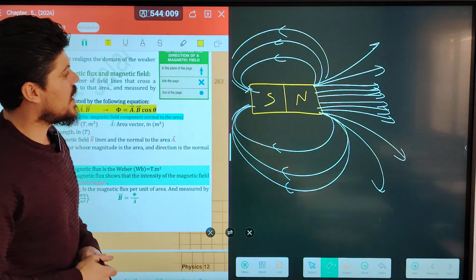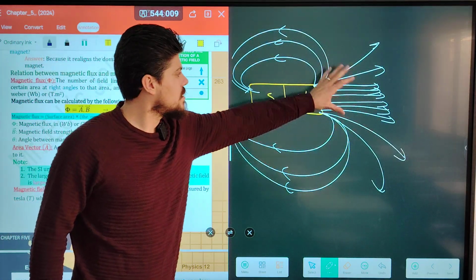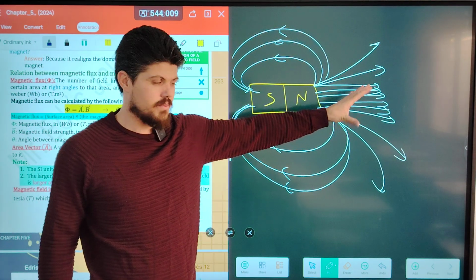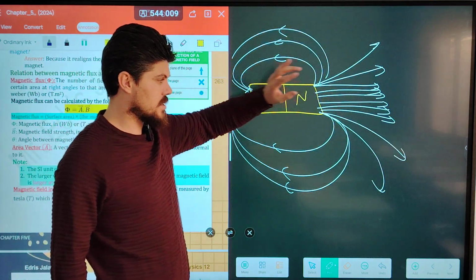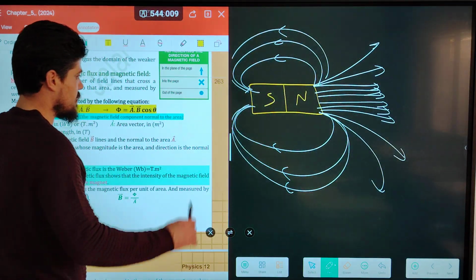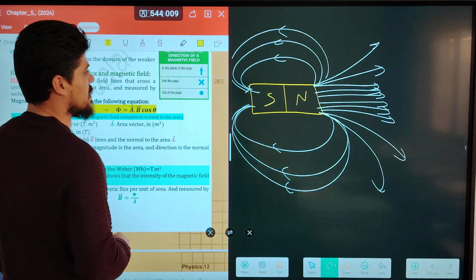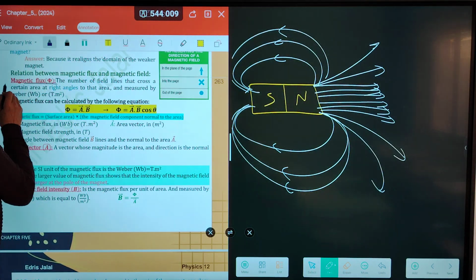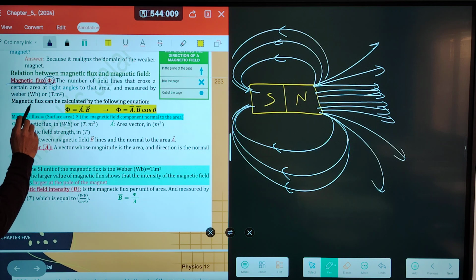These are field lines. The white lines represent the magnetic field lines, which are invisible. We cannot see them with our naked eye. This is the magnetic field lines. But what do you mean by flux? What is magnetic flux? Its symbol is phi.